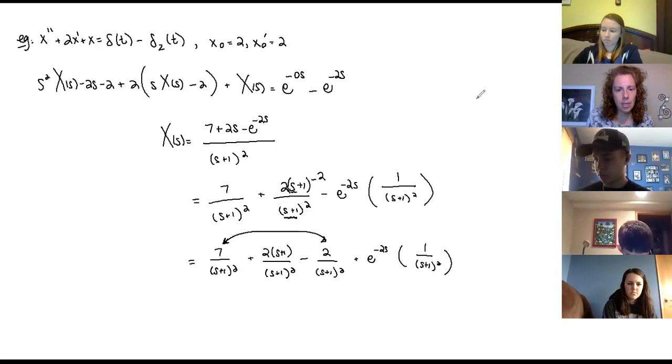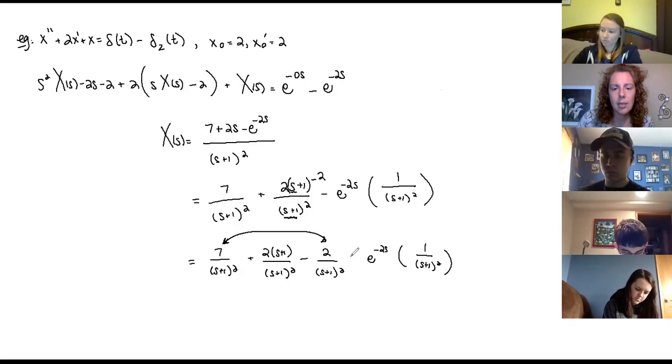Question, should it be plus e or minus e? It should be minus e, thank you. Minus e, not plus e. So minus e to the negative 2s times 1 over s plus 1 squared.